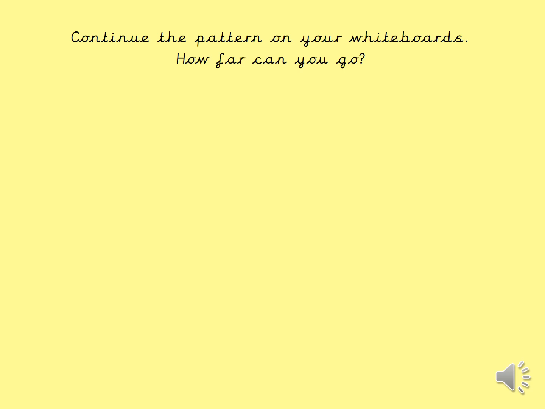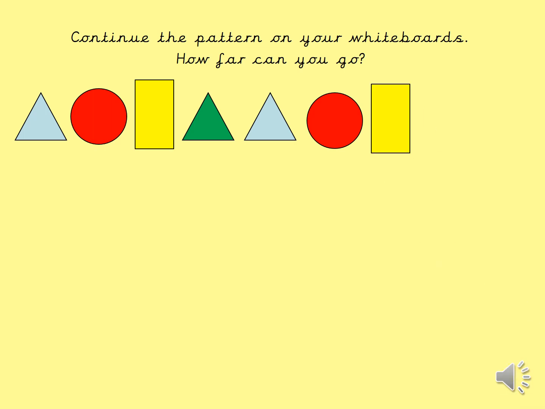Now we're going to continue the pattern on your piece of paper. How far can you go? Remember, when you look at the pattern, say the shapes and the colours. What's going to go next? Can you draw the next shapes in this pattern across your page? Pause the video to have a go. The next shape was a triangle, and after that it would be a red circle.